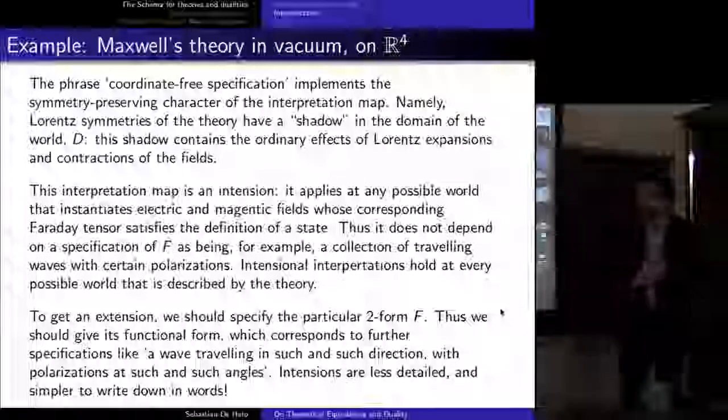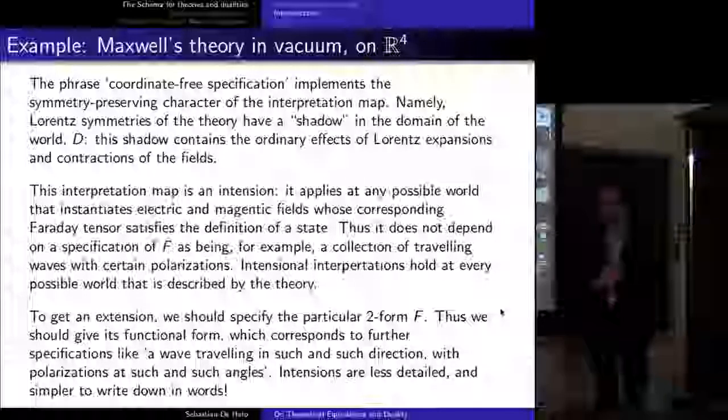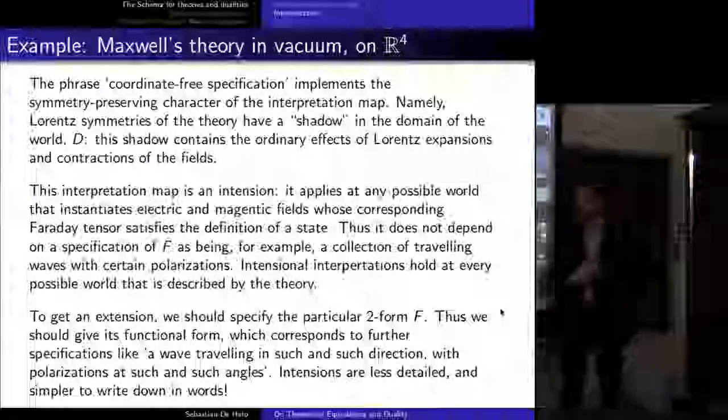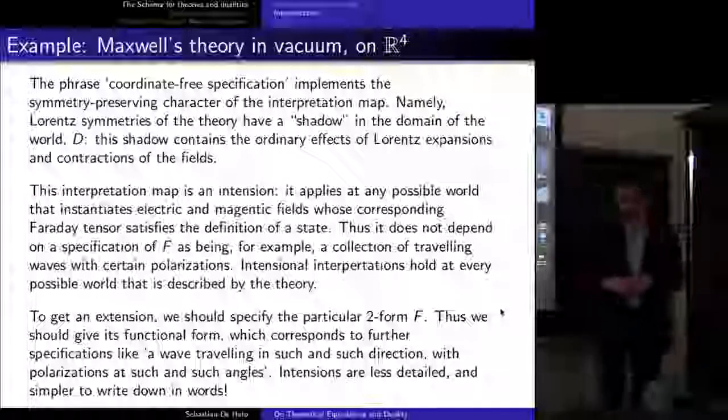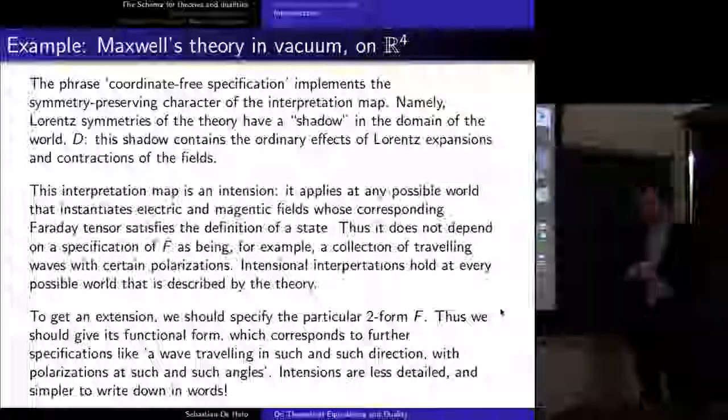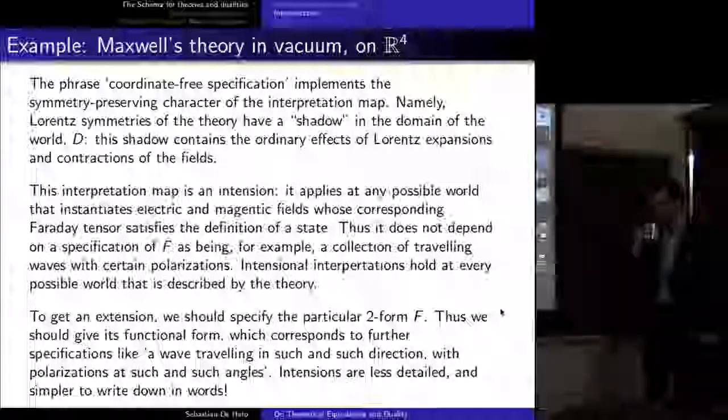So then the phrase coordinate-free specification implements the symmetry-preserving character of the interpretation map. So Lorentz symmetries of the theory now have a shadow in the domain of the world. The shadow contains the ordinary effects of Lorentz transformations, Lorentz expansions and contractions of the fields, which are things that we can measure.